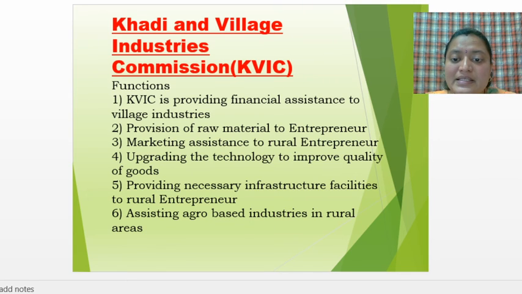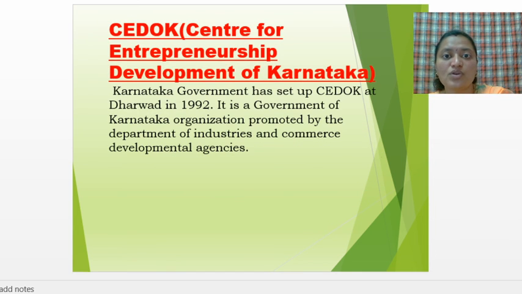Then providing necessary infrastructure facilities to rural entrepreneur. What do you mean by infrastructural facilities? Which facilities are available within the organization, like proper drinking water facilities, ventilation, or other working conditions and infrastructure facilities that are required. Then assisting agro-based industries in rural areas. Agro-based means agricultural industries. So they can also provide help for starting agricultural industries in rural areas.